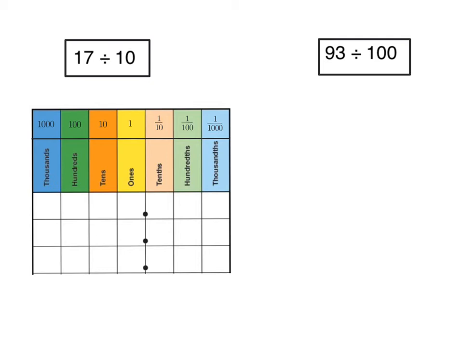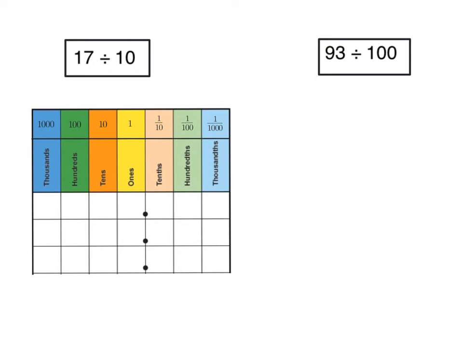17 divided by 10. I'm going to use my place value table here. So remember, your decimal point never has a column to itself. It's always on the line between two columns. And your decimal point never moves. It's your numbers that move. So 17 divided by 10.